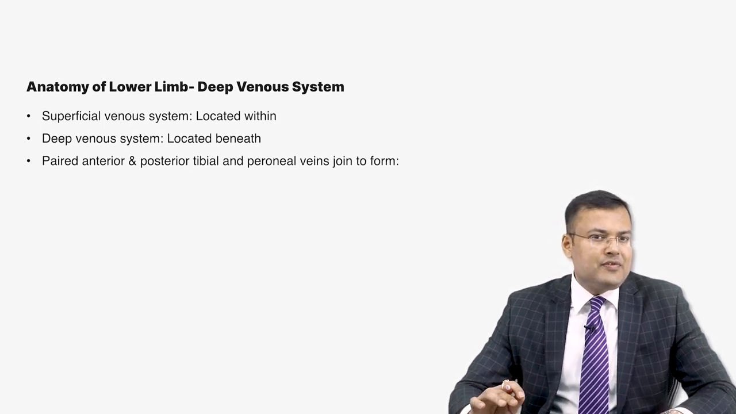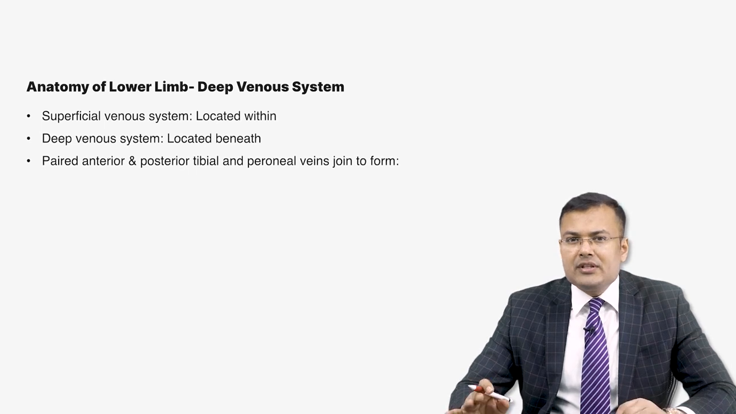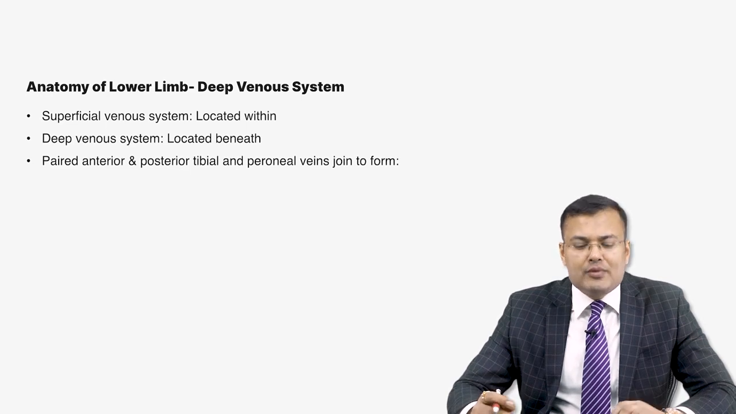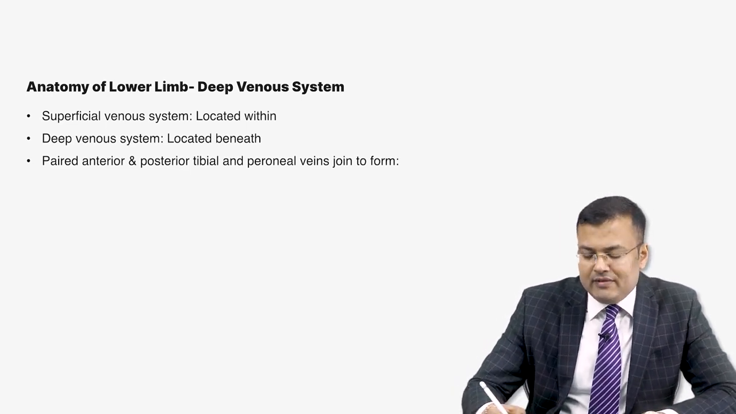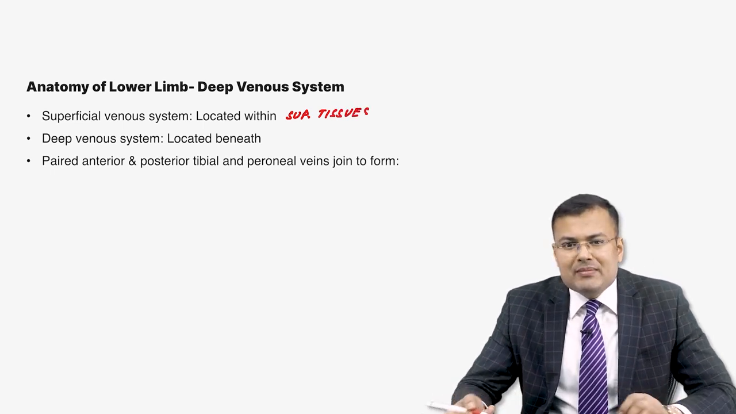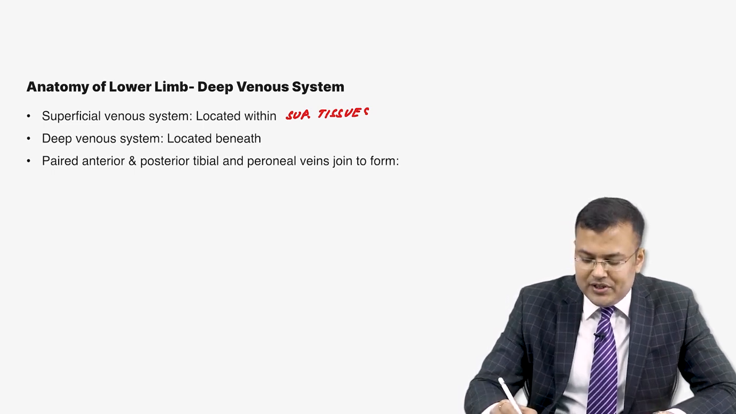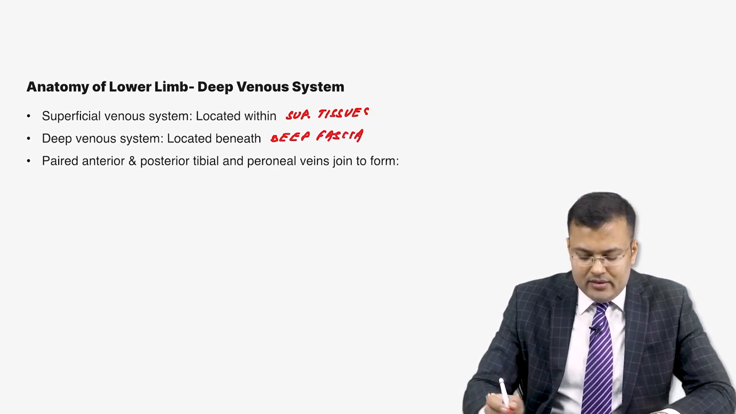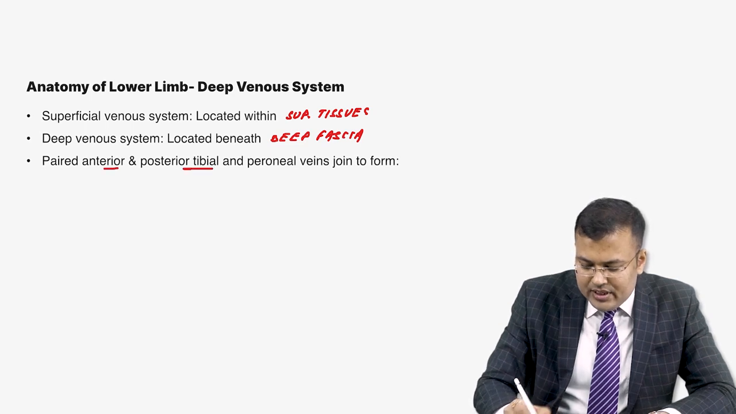So you know there is superficial venous system, there is deep venous system. Obviously, superficial venous system is located within superficial tissues, and you know that deep venous system is located beneath deep fascia. Okay. Now see here, there are paired anterior and posterior tibial veins.